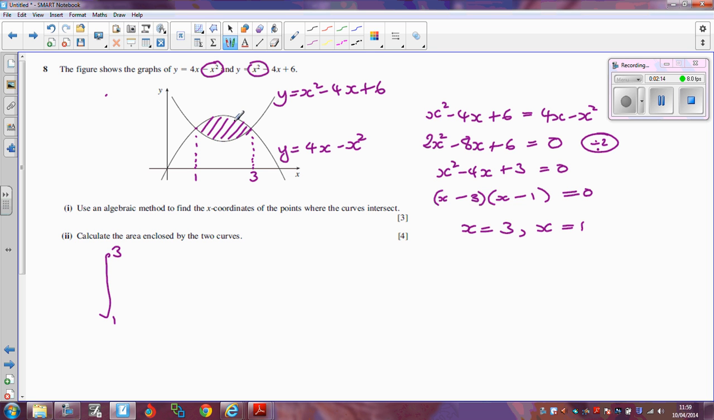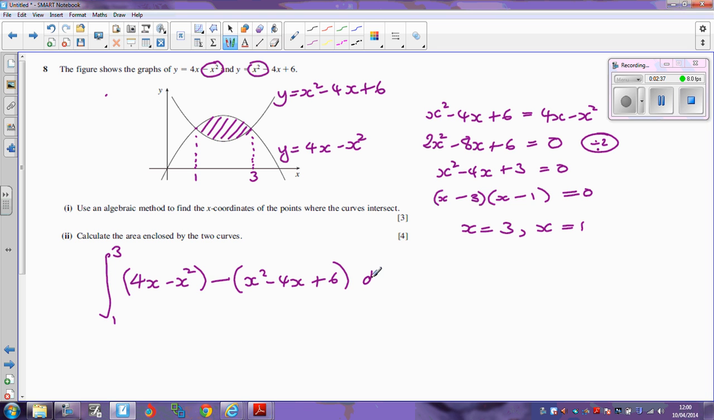Now, the upper curve, as we established earlier, is 4x minus x squared. You can work out this integral with respect to x and then take away the area under the lower one, but actually you can do that all together as 4x minus x squared take away x squared minus 4x plus 6. It just makes the working a bit simpler, and I can simplify at this stage.